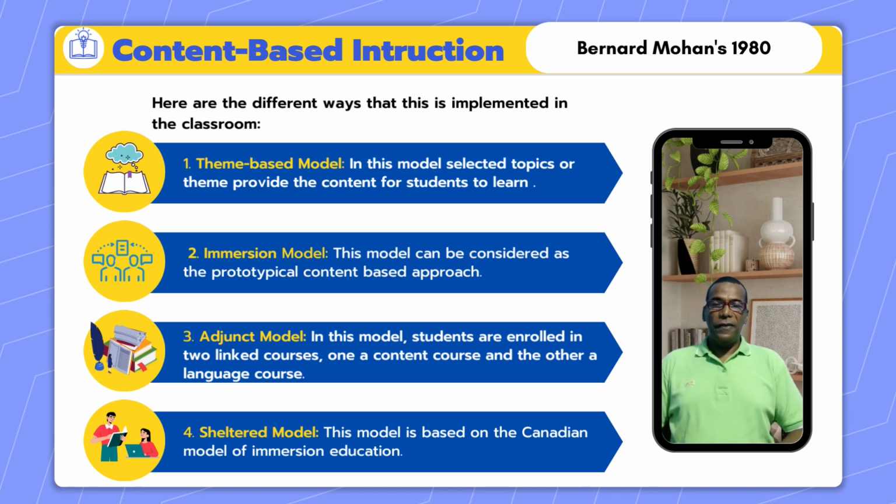Adjunct model. In this model, students are enrolled in two linked courses: a content course and a language course. Both courses share the same content base, complementing each other in terms of mutually coordinated assignments. In this model, the teacher tries to engage students in various activities related to the four skills: speaking, listening, reading, and writing, for enhancing a student's knowledge, literacy, and developing cultural understanding and thinking skills.